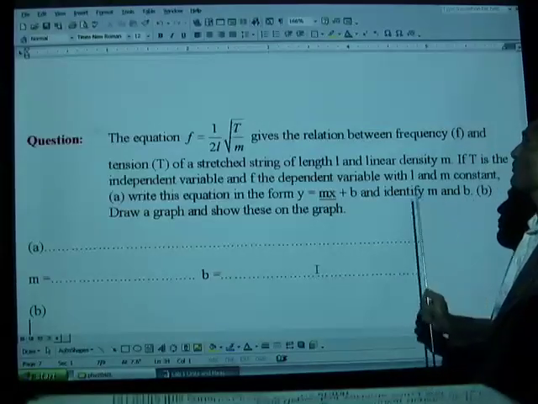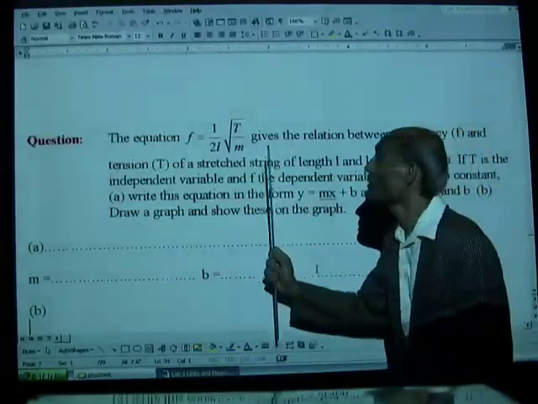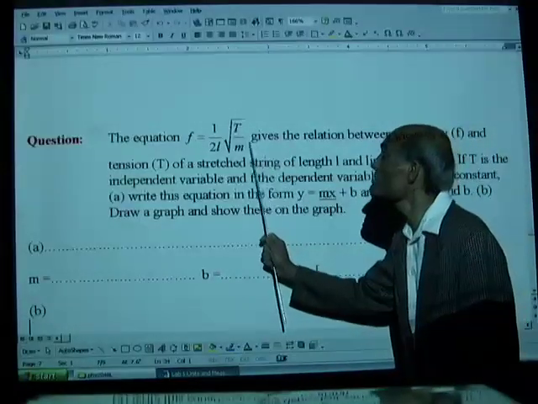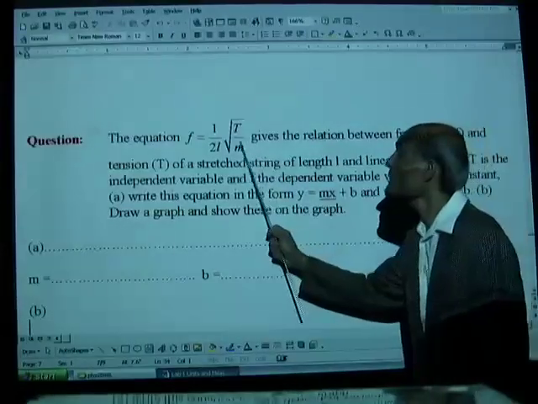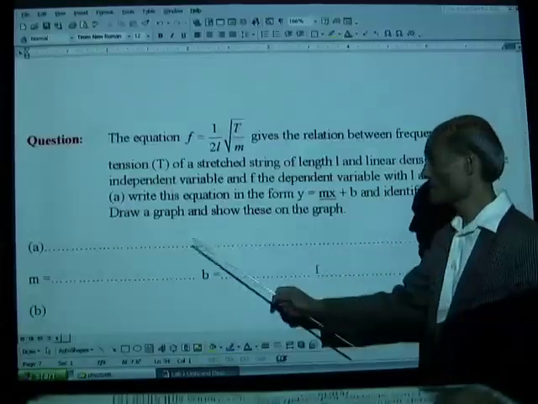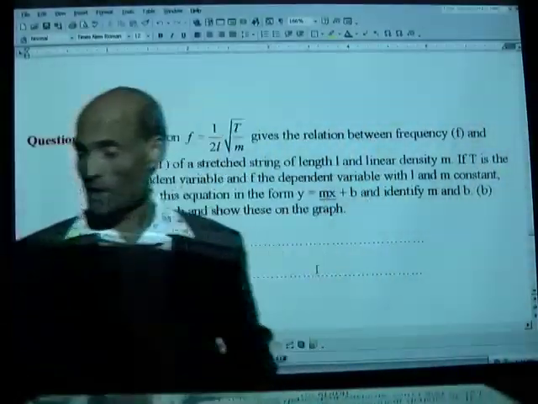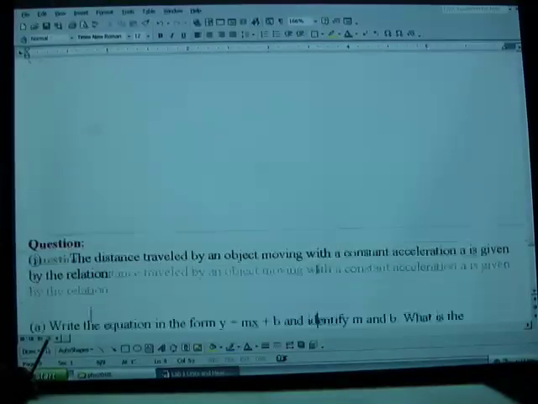I gave you the answer for b already. It is 0. Identify your m. Now, don't confuse between this m and this m. This m is different from the slope m. Okay, answer that for me and you will be alright there.